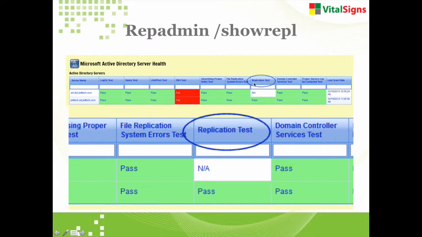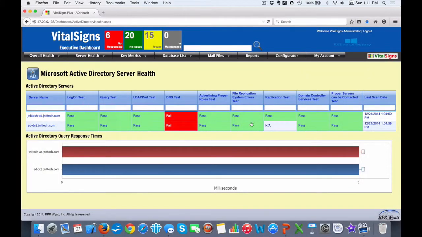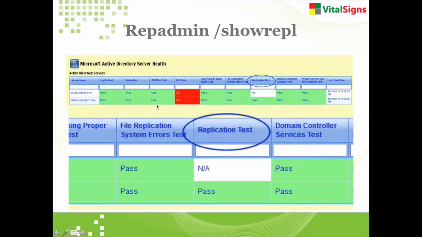So here I have the replication test highlighted, and if I go back to the browser, you see that's this column right here. And you notice that there's lots of other columns here as well, and that's because we perform a battery of tests before we make an assessment about how Active Directory is doing.